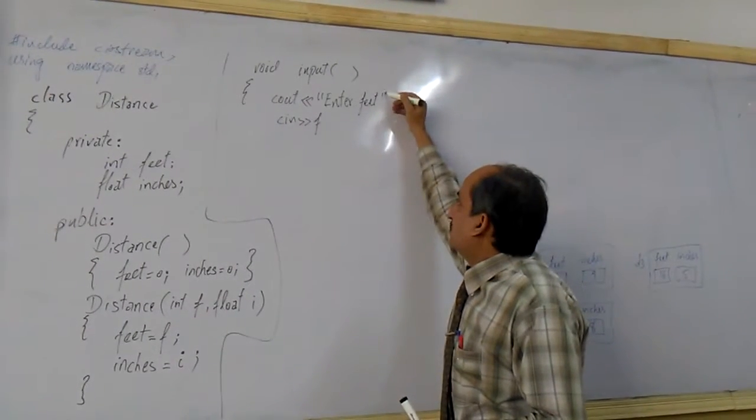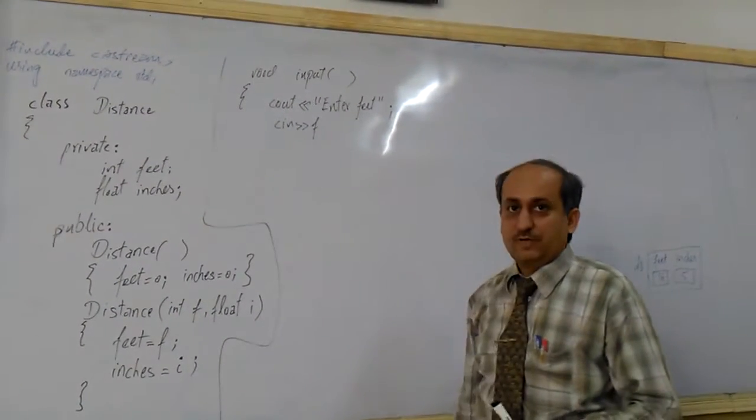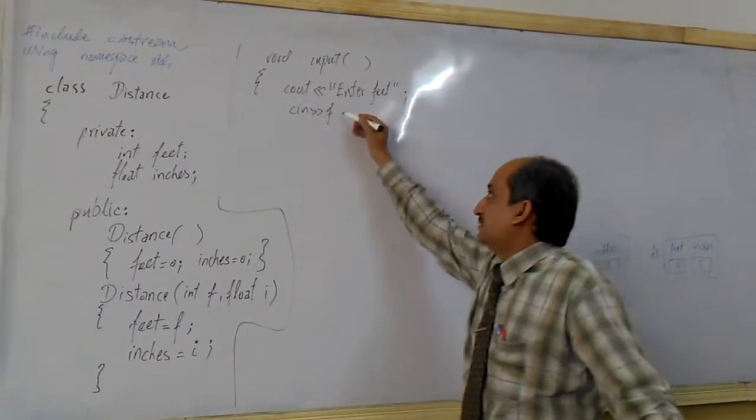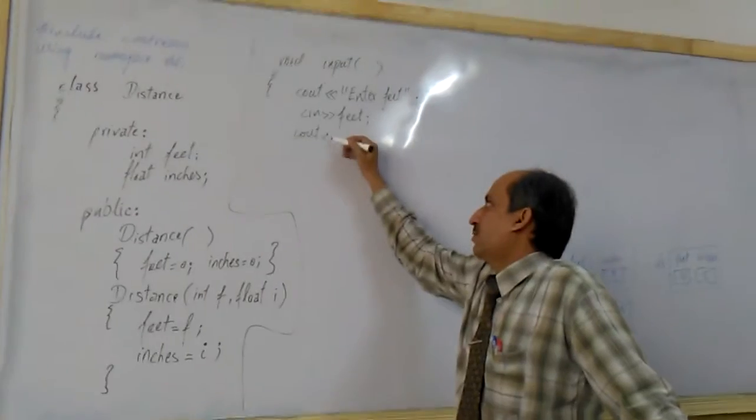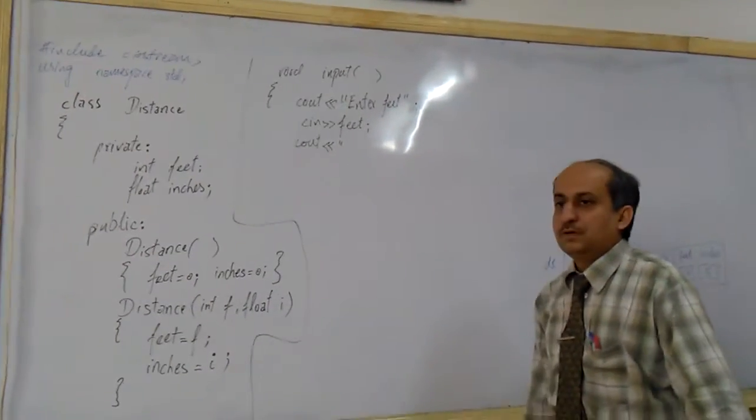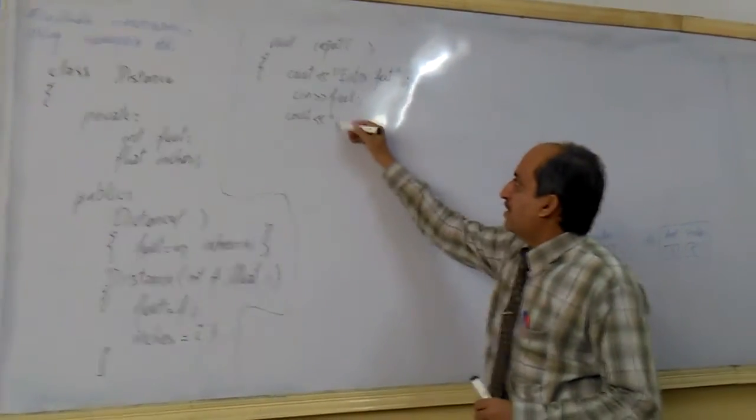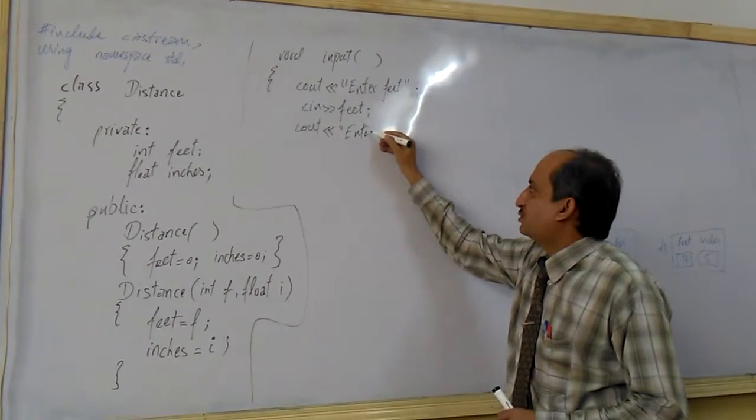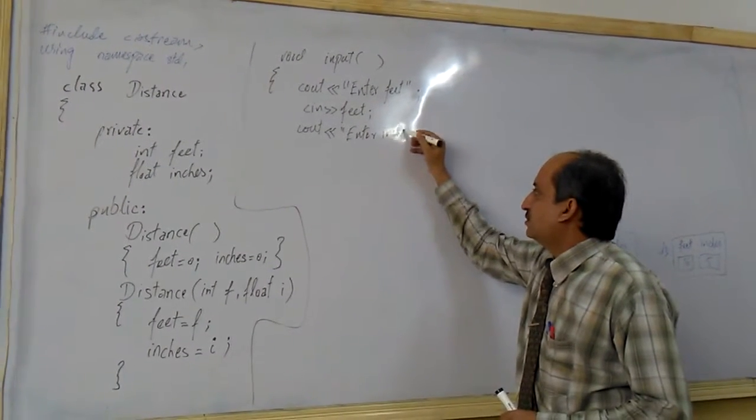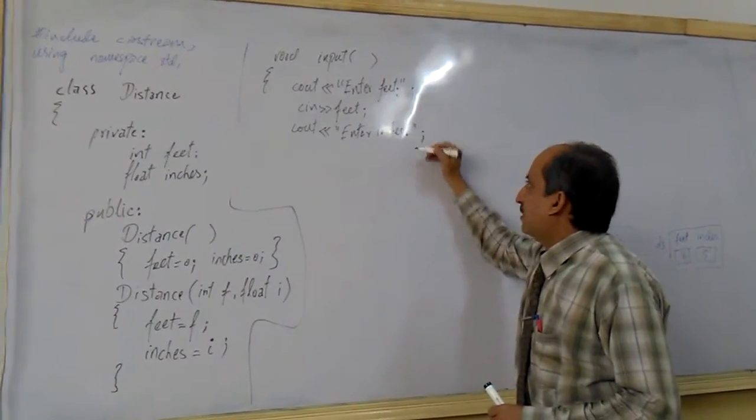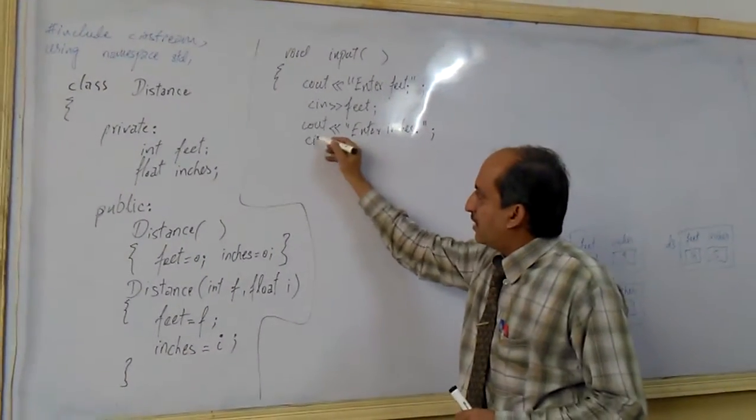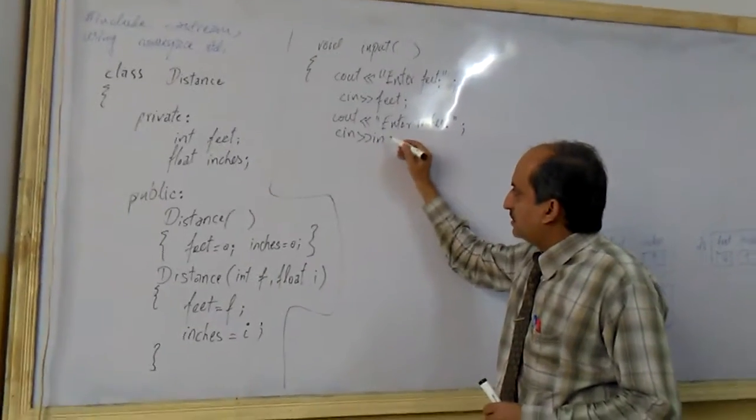Thank you, I forgot to close the double quote. Very good. Correct me if I make any mistake. cin feet, then we want to input the value of the second data member, and for readability we may display the message to the user, enter inches, and for end of statement a semicolon, and the cin statement.